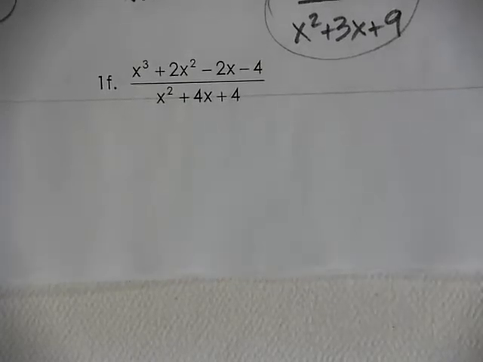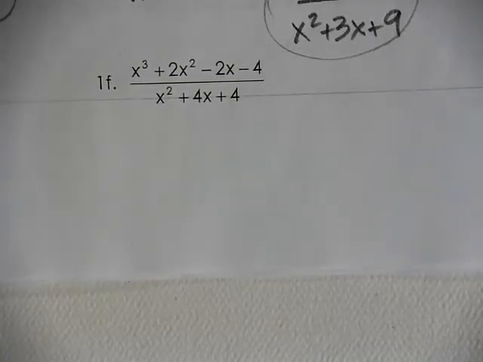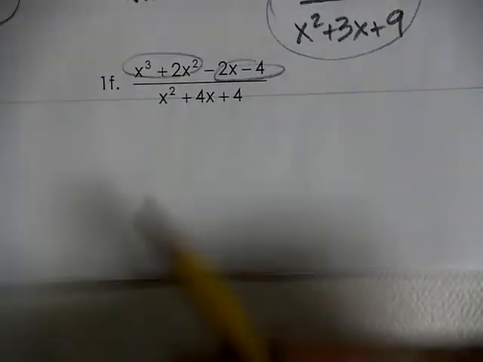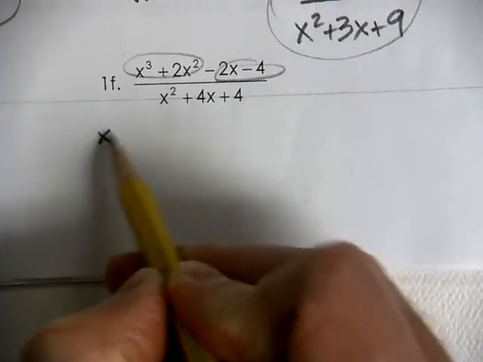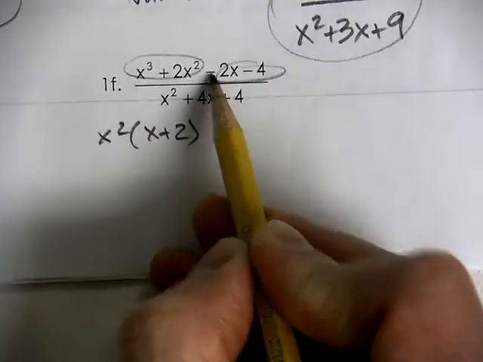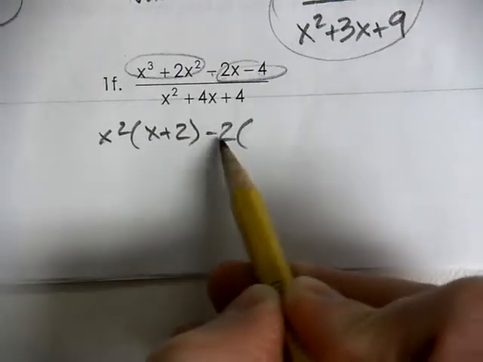What needs to be done to this one? What are our steps going to be? For the numerator, we're going to use factor by grouping. We're going to factor out the x squared. That leaves with an x plus 2. Bring down your sign. Factor out what you can.